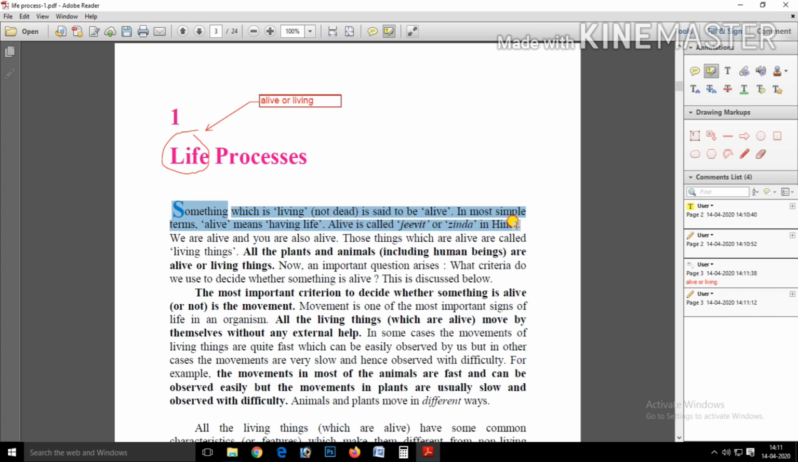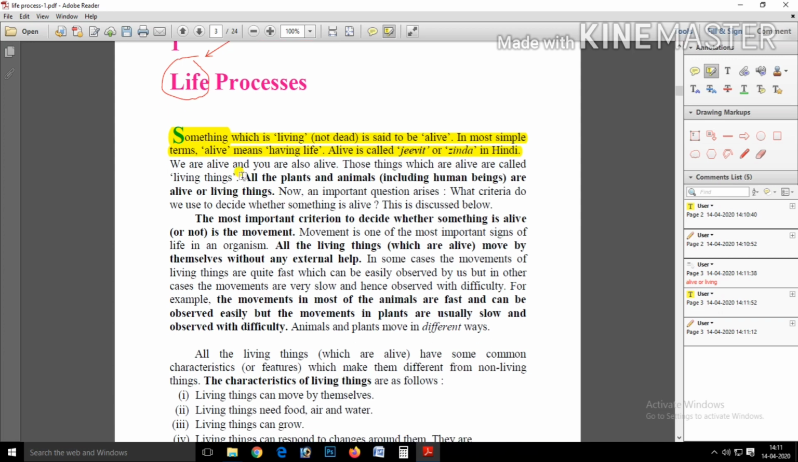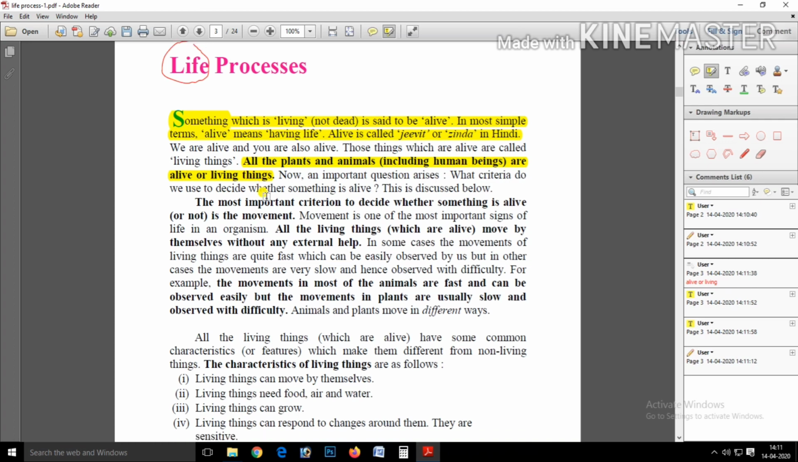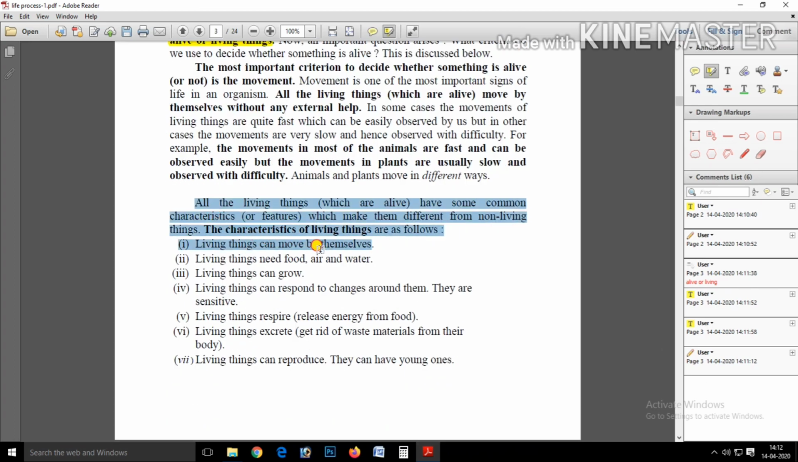All the plants and animals are living things, and all these living things have some certain characteristics. You can see all the characteristics here. It says that living things can move, living things need food, air, water, living things can grow, living things can respond to stimuli, living things can respire, they can excrete, and even they can reproduce also.